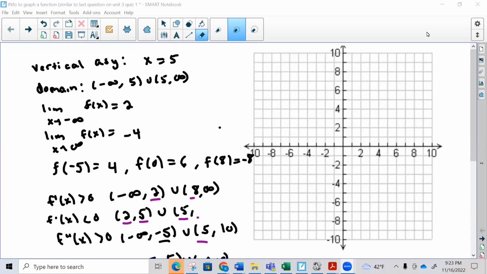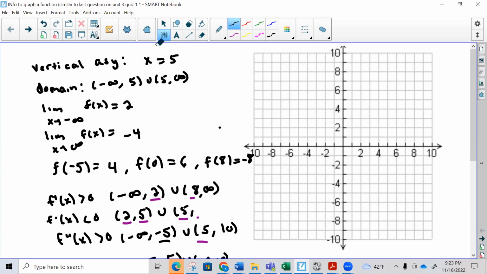So in this video, we're going to look at a problem like the last one on the Unit 3 Quiz 1. And after watching this video, you can try that problem again and then resubmit, because a lot of students struggled with this problem. This problem gives you a list of characteristics and asks you to graph the function that fits these characteristics.